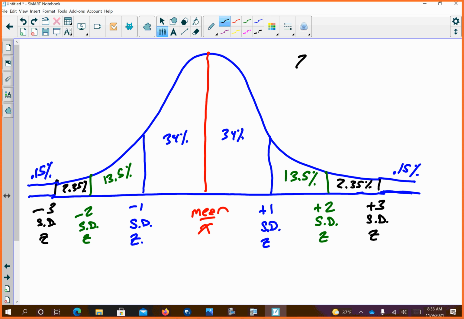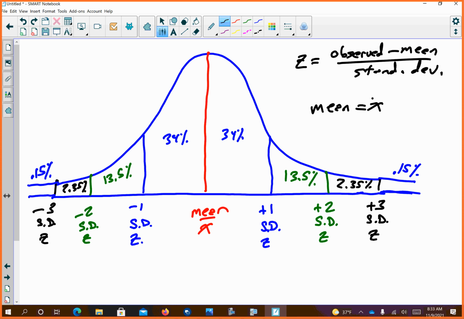The z-score equation is the observed minus the mean over the standard deviation. Okay? So they might realize that the mean can be given to you as something like that. The standard deviation could be a symbol like that. Okay? I don't think I have any goofy symbols on there.